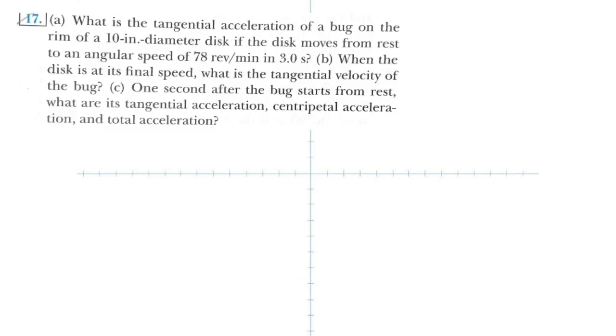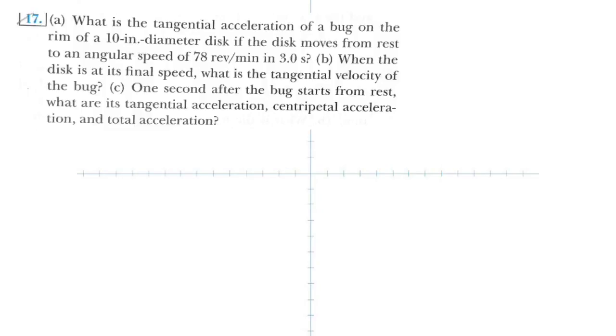So here is the next question. What is the tangential acceleration of a bug on the rim of a 10-inch diameter disk if the disk moves from rest to an angular speed of 78 revolutions per minute in 3 seconds? When the disk is at its final speed, what is the tangential velocity of the bug? And 1 second after the bug starts from rest, what are its tangential, centripetal, and total accelerations?